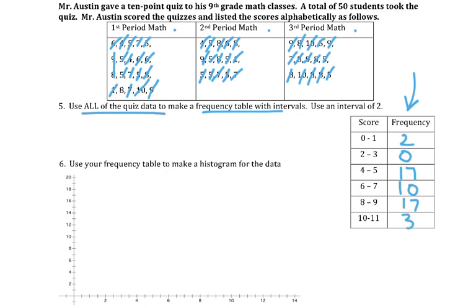Oh, did we miss an 8? Let's add these up and see if it equals 50. So that would be 20, then 30, then 47, then 49. So we had one more 8, so that would be 18 here, not 17. Okay.